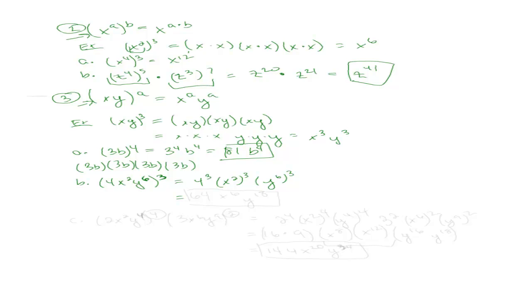4 cubed, what's that, 64? X squared cubed, how do I take care of that? Which rule is that? The second rule, which means I multiply the powers together. So x is Yes. And what about this one right here? Same. And then that would be it right there.